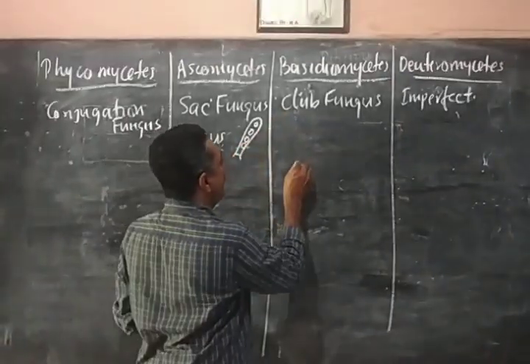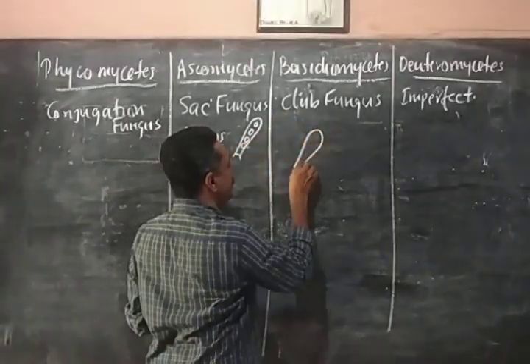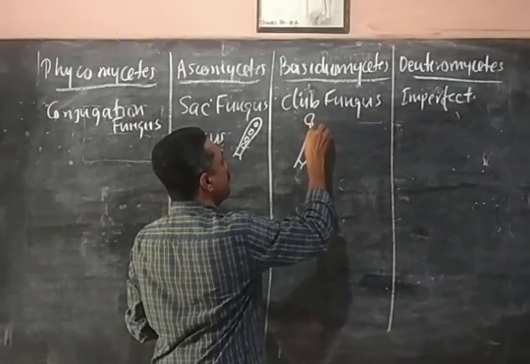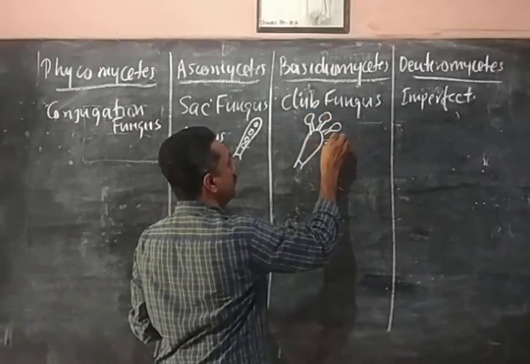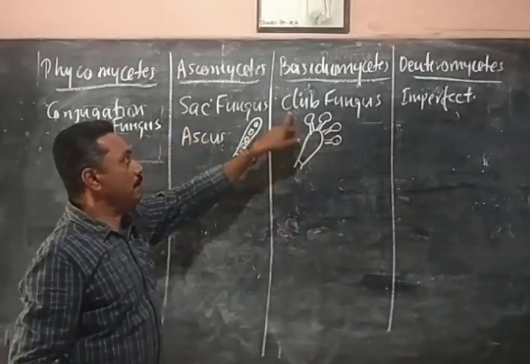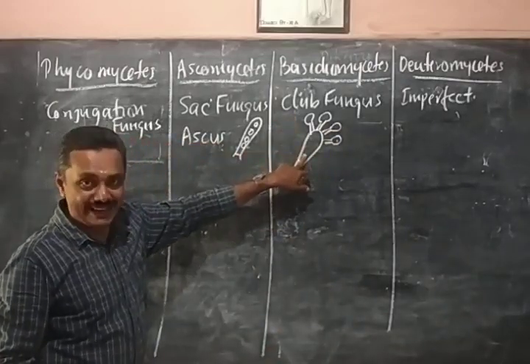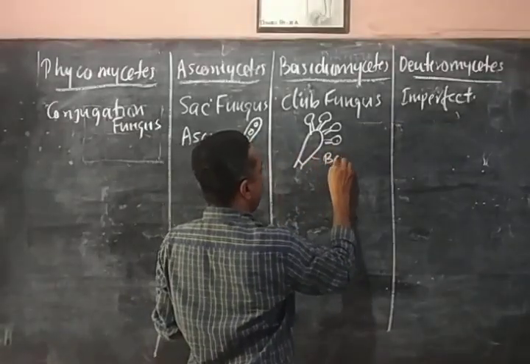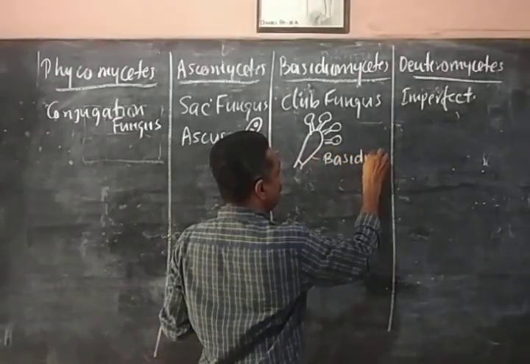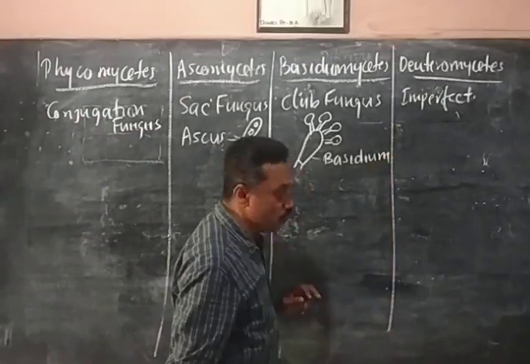And Basidiomycetes produces a structure called basidium during reproduction. On that are the basidiospores, on a club-shaped structure. This structure is called basidium. This is called ascus. This structure is called basidium. So the basidium-producing fungus is called Basidiomycetes.